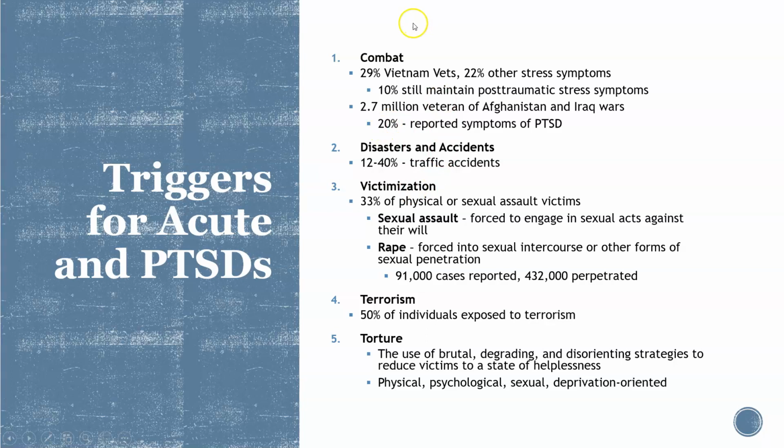So triggers for acute and post-traumatic stress disorders a lot of times is associated with combat veterans, and rightfully so. If you see these numbers, 29% of Vietnam vets came home with symptoms of PTSD, and an additional 22%, that's not 22% of 29, an additional 22% had other stress-like symptoms, and 10% still maintained PTSD stress symptoms. And that's how many years later, right? In terms of the recent Iraq and Afghanistan wars, 2.7 million veterans went over to fight in combat. 20% reported symptoms of PTSD. That is a very high number. So rightfully so, it's a great issue for the VA to deal with.